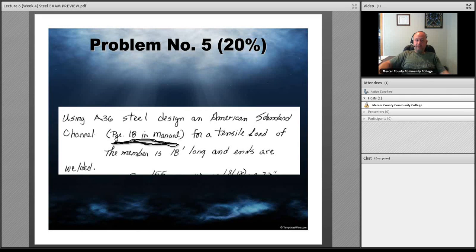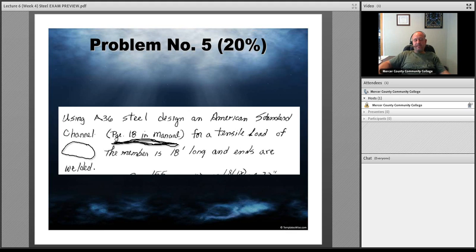We want you to design it for a tension load of, and I'll give you the number here, right now there's a blank, for a tension load of, whatever, 100 pounds. I tell you that the member is 18 feet long. The ends are welded. Why am I saying the ends are welded?